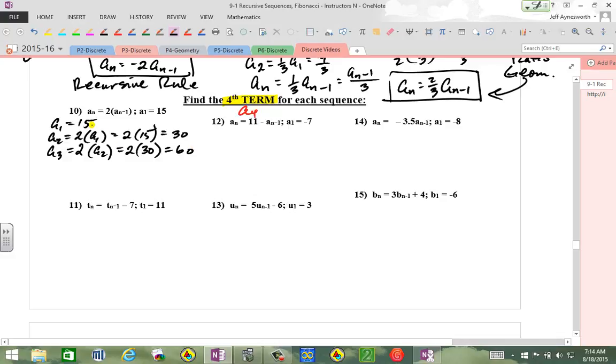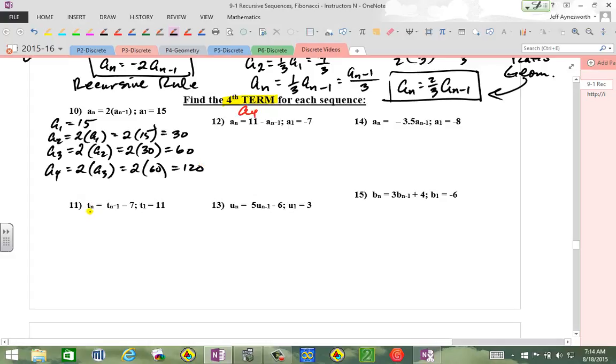So again, 15 times 2 is 30, times 2 is 60, times 2 is 120, times 2, 240, and so on. A4 is 2 times the one before it, a sub 3, which is 2 times 60, or 120. There's your fourth term. And that's how the game is played.